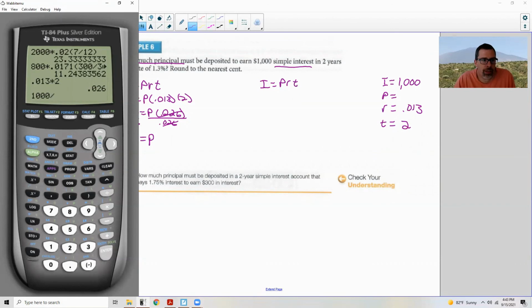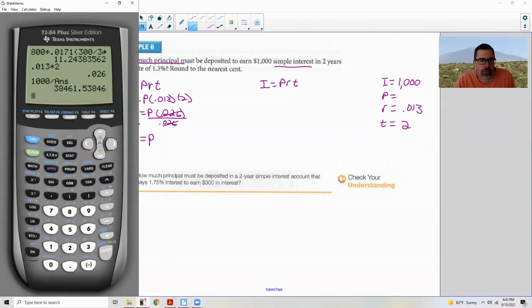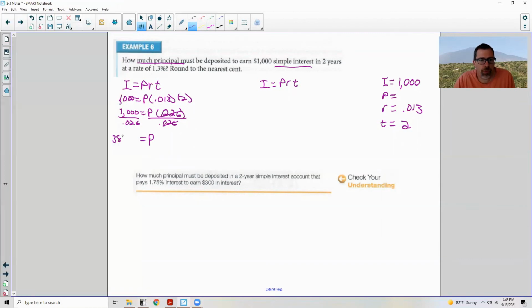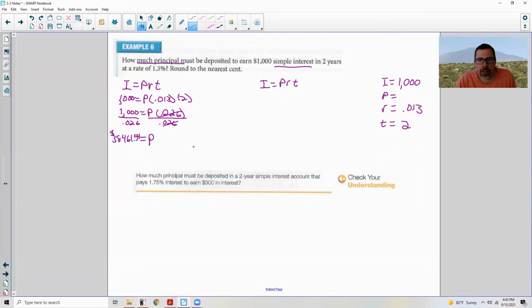Since the answer's right there, I always just go second answer, so I'll type it in, and I get $38,461.53. What? 38,461.54. I rounded. Okay, round to the nearest penny, because this 8 will make it 38,461.54. Okay, so that's a lot of money.